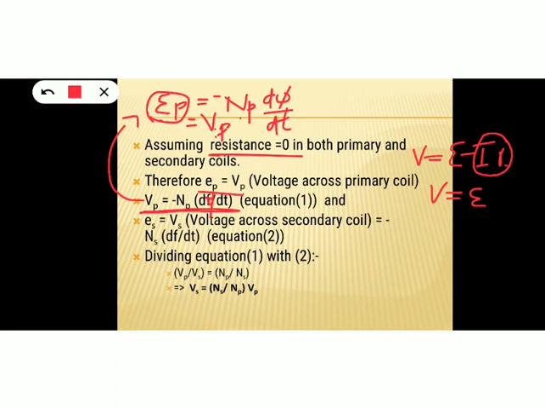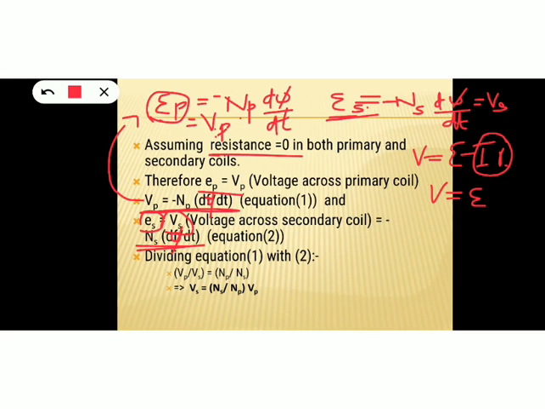And similarly, Es is equal to Vs, isn't it? That means the induced EMF associated with the secondary coil is equal to the voltage across the secondary coil. So the equation E is equal to minus Ns into d phi by dt will be equal to Vs, because Es is equal to Vs now. So we will get Vs is equal to minus Ns into d phi by dt.